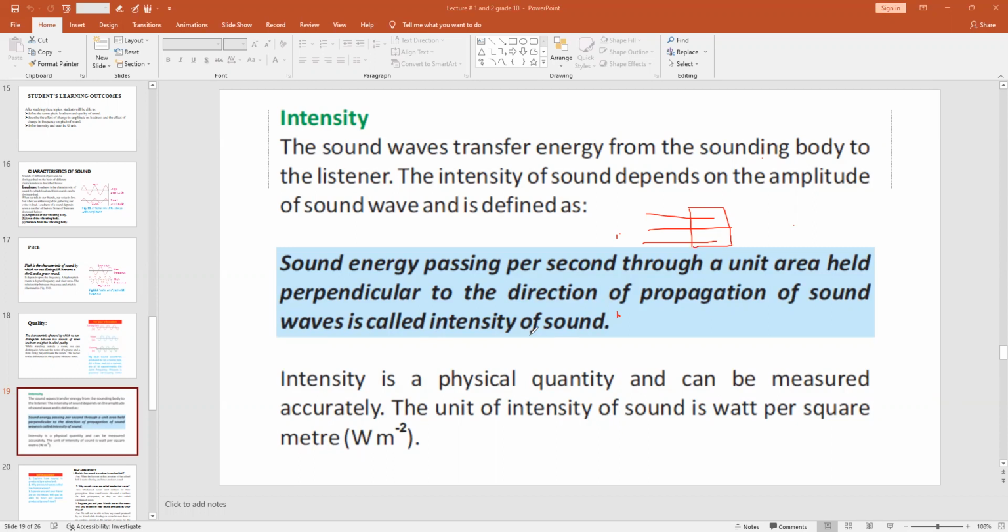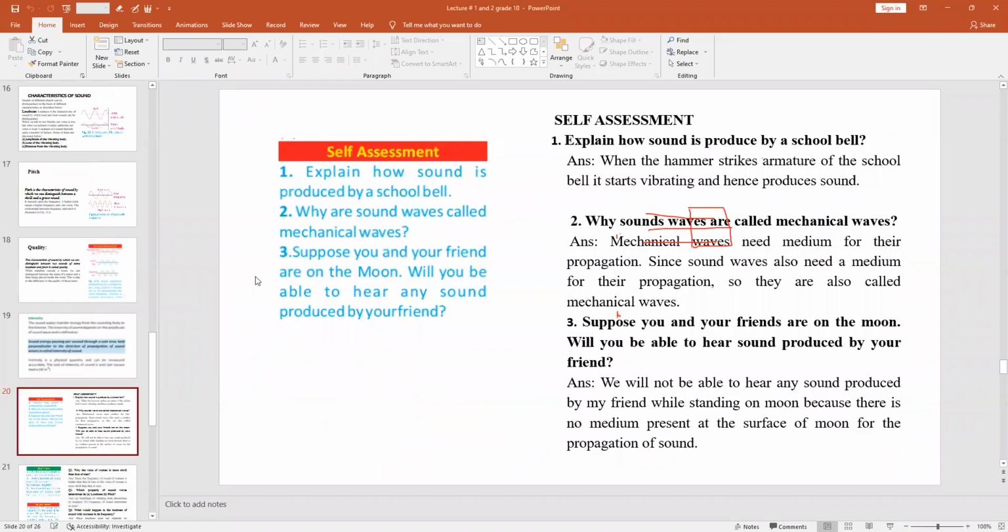The intensity of sound is measured in watts per square meter, that is, watt per meter squared. So this is the unit of intensity, right? So girls, do you have any confusion till here? Okay. So these are the factors that we'll discuss today.